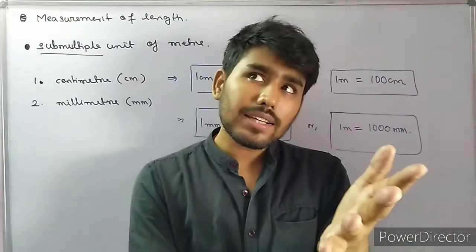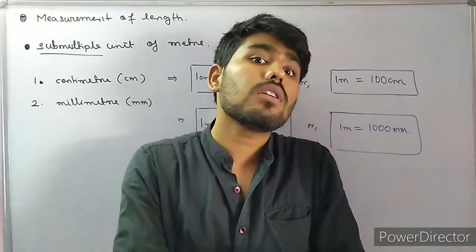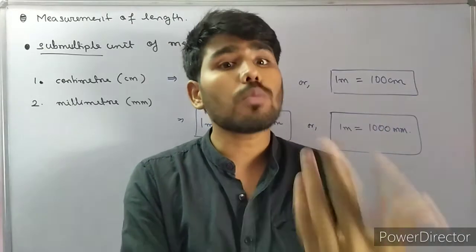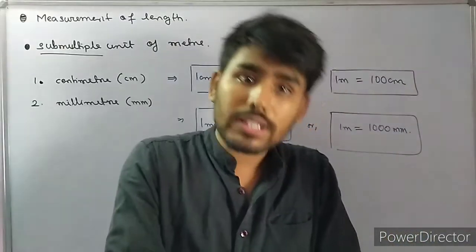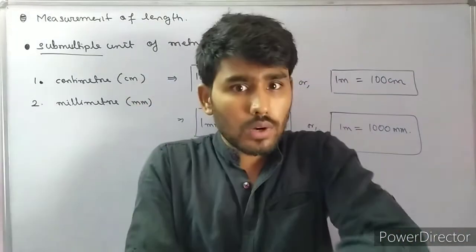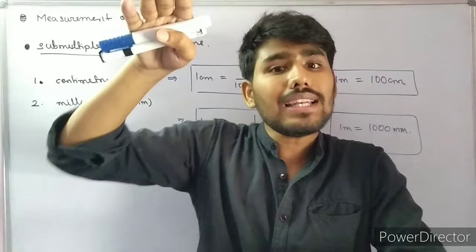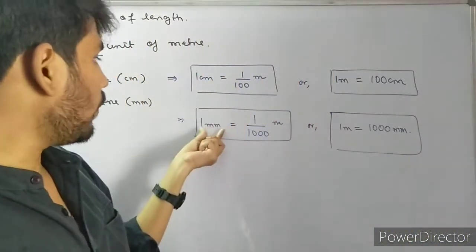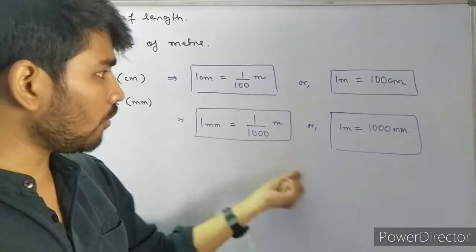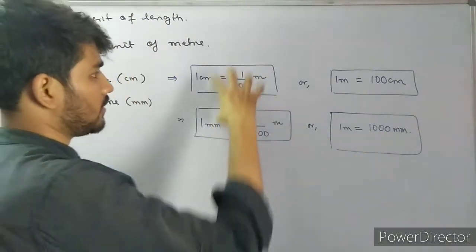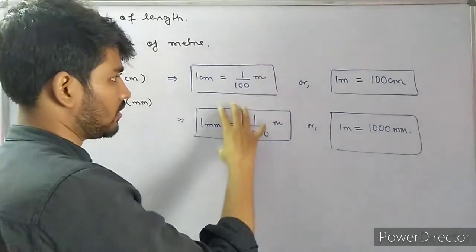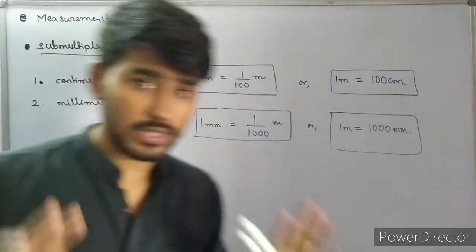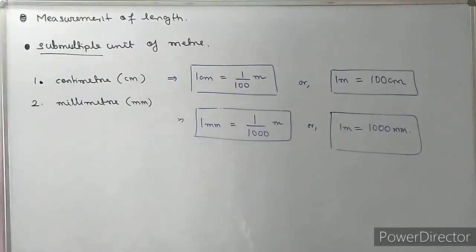Similarly, millimeter is a smaller unit of meter. 1 millimeter is how much smaller? 1 by 1000 times. So in other words, meter is a bigger unit than millimeter, 1000 times bigger. 1 millimeter is 1 by 1000 of a meter. You just remember this. This can automatically be drawn from here. Clear? Chalo, we'll solve the next questions.